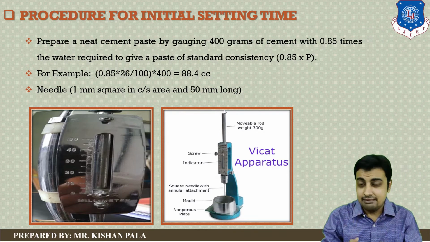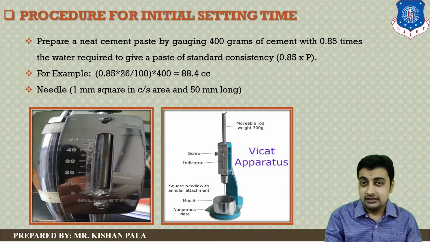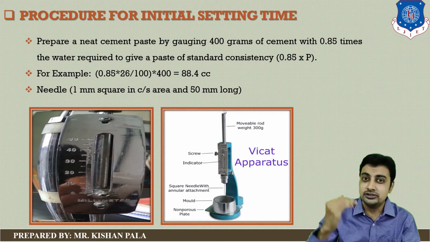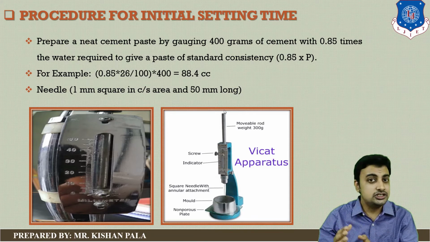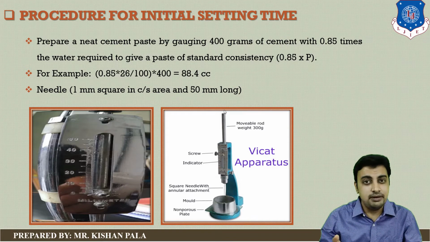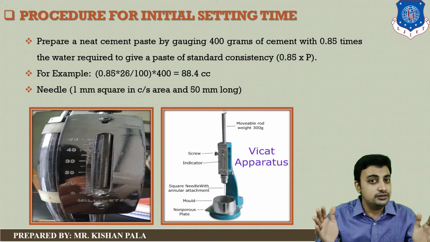The time should be measured. The starting time starts from when the water mass is added to the cement. This will be your starting time. And when your reading reaches 5 to 7 mm, this is your stopping time. So you have to measure the difference between the starting and stopping. It means you can easily find out the initial setting time of the cement.